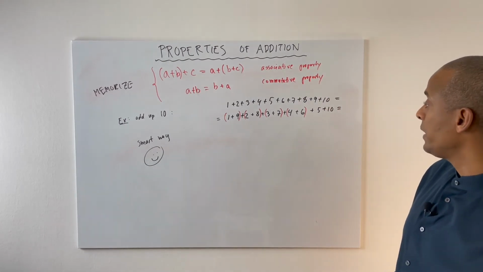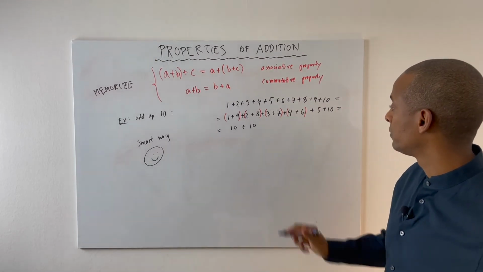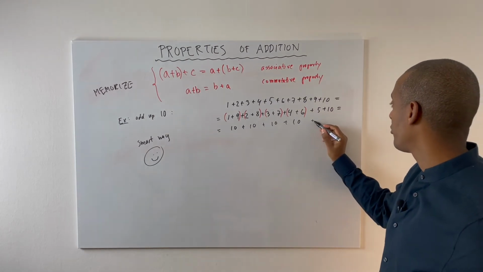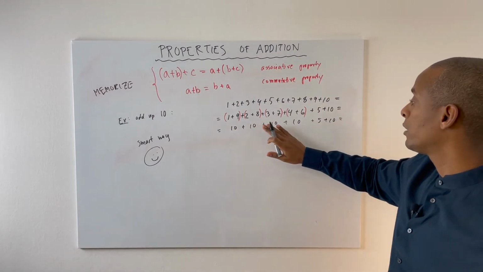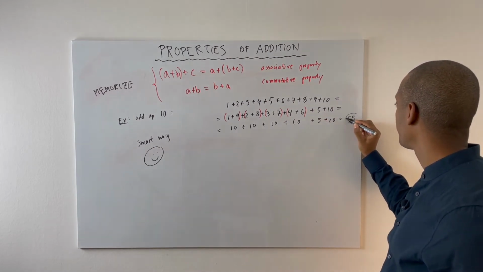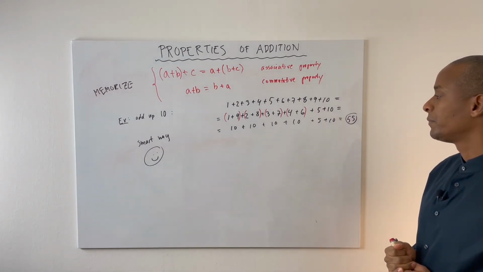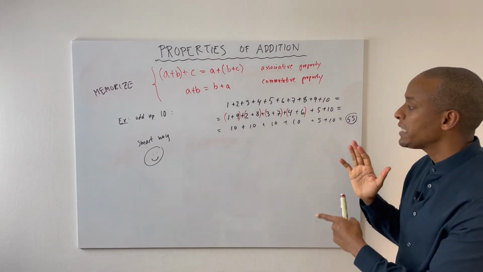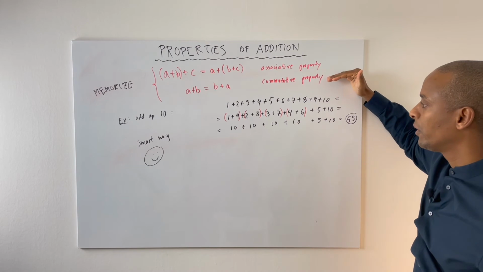And now it becomes really easy, guys, because this is equal to 10. This is also equal to 10. This is also equal to 10. And this is equal to 10. And then we have 5 and we have 10. And this is 10, 20, 30, 40, 45, 55. So we got the same answer. So this is pretty cool, right? Here we did the same calculation, but it was much easier. Why? Because we used the associative and the commutative property of addition.